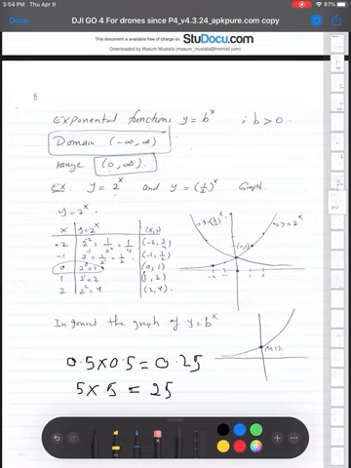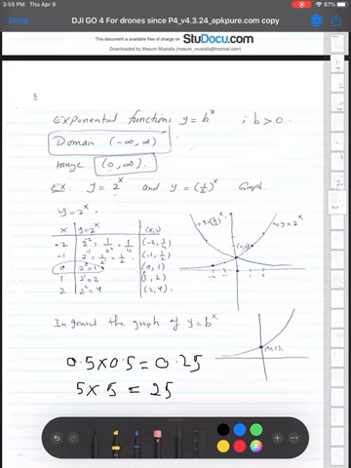That means it's a positive number. Domain will be -infinity to +infinity. Range will be 0 to +infinity. So for example, y equal to 2^x and y equal to (1/2)^x. So y equal to 2^x will look like this.